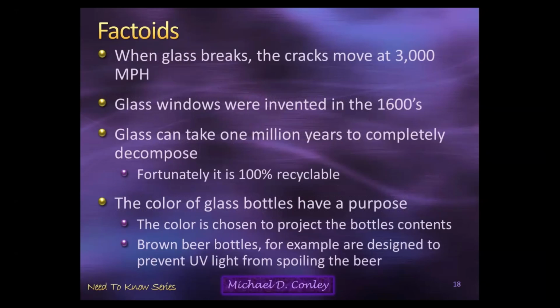The color of glass bottles has a purpose. The color is chosen to protect the bottle's contents. Brown beer bottles, for example, are designed to prevent ultraviolet light from spoiling the beer.